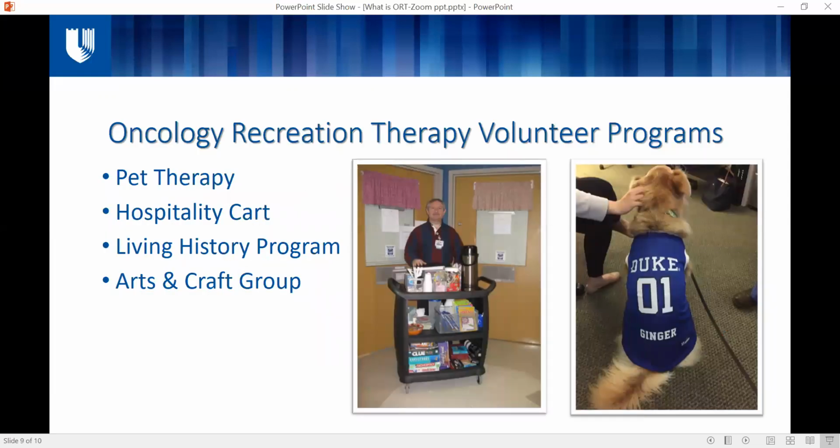And just another component of recreation therapy is our volunteers. We have a lot of volunteers within our program to help facilitate pet therapy. We do the pet therapy visits with our patients up here in our inpatient oncology unit. We have the hospitality cart, so the refreshment and snack cart, and it also has different resources available for folks. Our living history program, where our volunteers sit down and interview a patient and create that life story to share with their family.